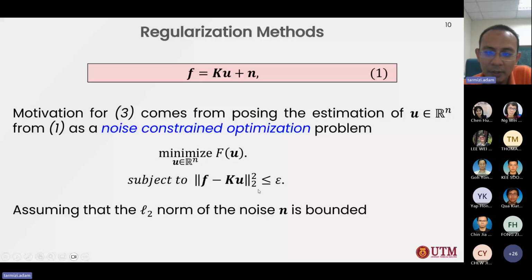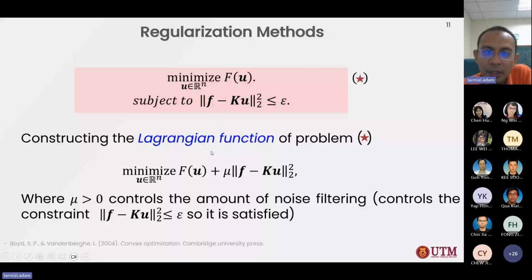By this amount over here. If you construct the Lagrangian function of this, you will have this minimization of the function, plus this term over here, where this mu, which is larger than 0, controls the amount of noise filtering, and also controls the constraint so that this constraint is satisfied. So this is the motivation from the optimization lens.